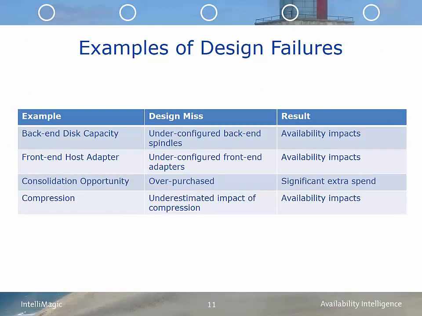In this section, I'm going to be covering several examples of design failures. The first example will be looking at when we underestimate the back-end disk capacity. We'll also look at an example where the front-end host adapter capacity was underestimated. And then we'll look at a cost savings example where a consolidation opportunity was missed. Lastly, I'll highlight the role of compression in terms of design failures.